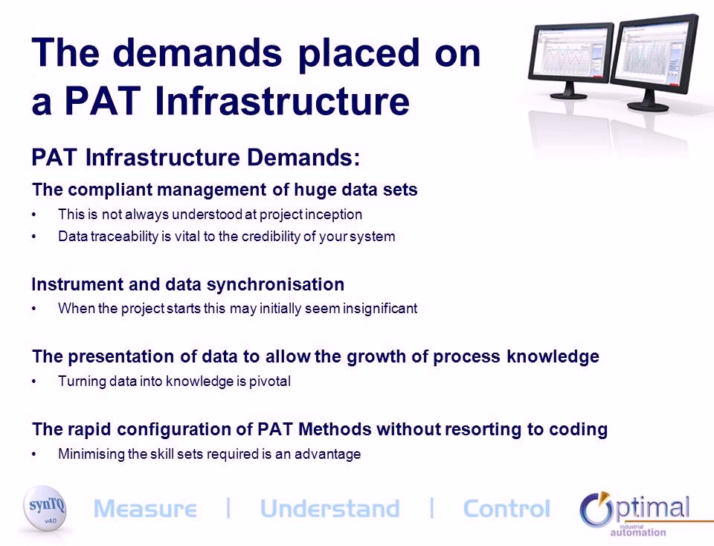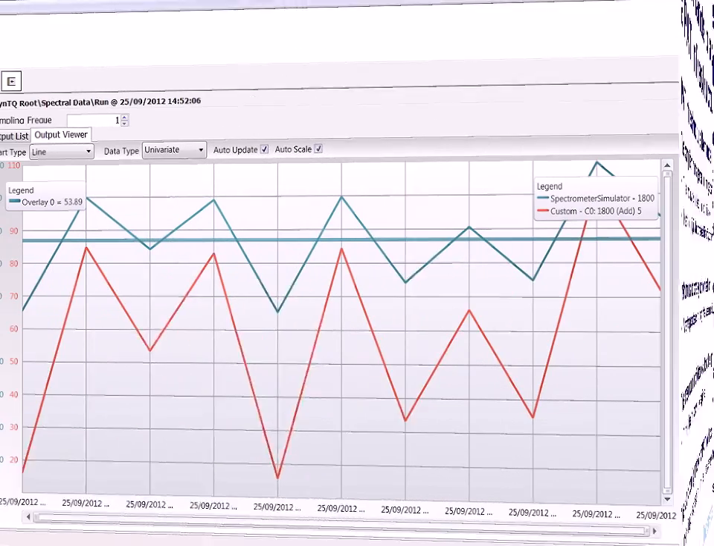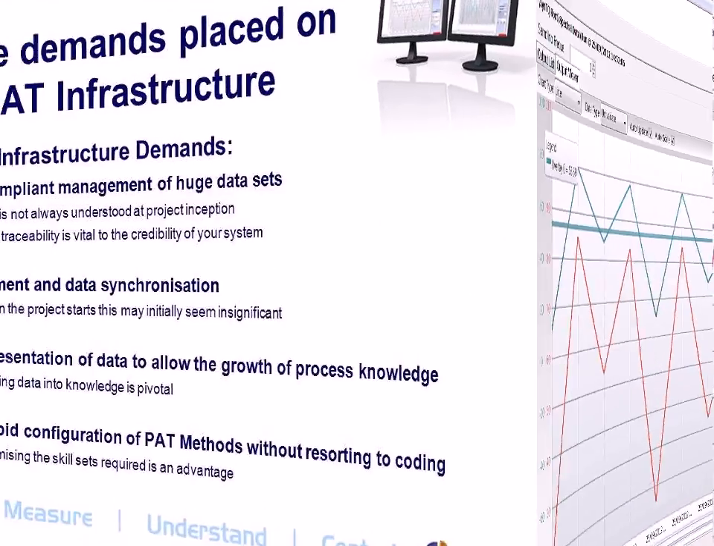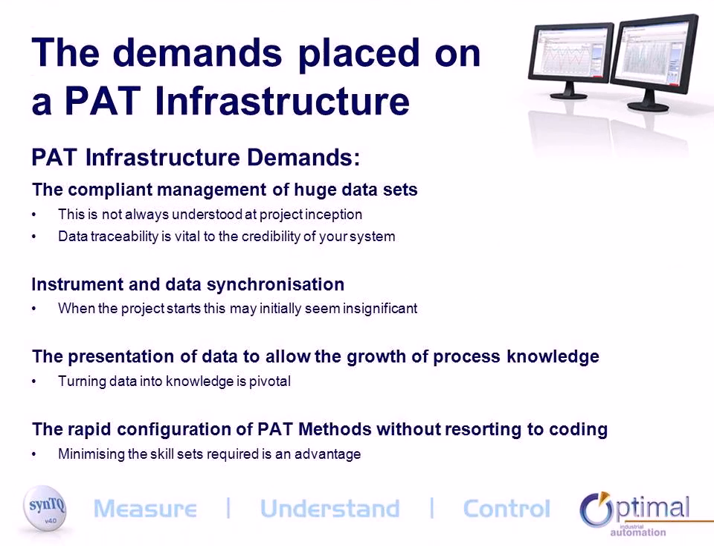When you start a PAT deployment, you may not realise how much data is going to be gathered. Now, a normal PAT system gathers a huge amount of data, and it all has to be gathered in a compliant way. I will go on later to talk about the size of the data sets that you may be gathering, but I'd like to stress here that the data must be compliant. If the data is not compliant with regulatory requirements, then I would argue that it becomes virtually valueless.